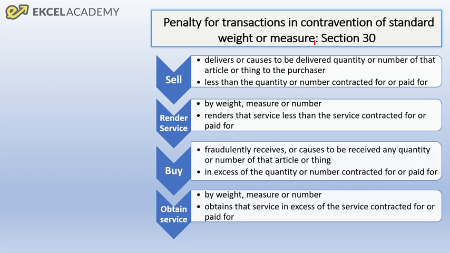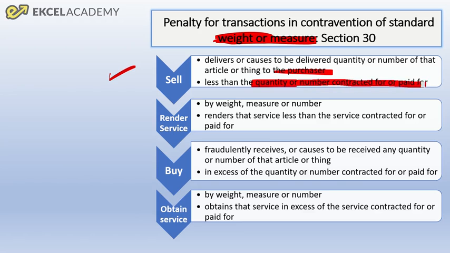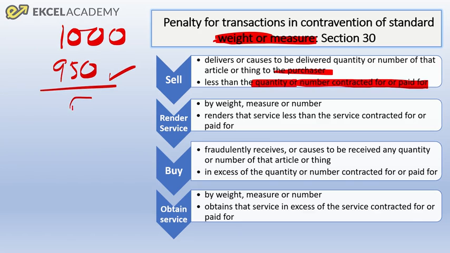Next, penalty for transaction in contravention with standard weight or measure. So you don't have a standard weight or measure. So what happens? Let us have a look at it. First one is sell. If you deliver or cause to be delivered quantity or number of that article or thing to the purchaser less than the quantity or number contracted or paid for. So you agreed to sell 1000 kgs, but you are giving 950 kgs. You will tell what, only 50 kgs is the difference.